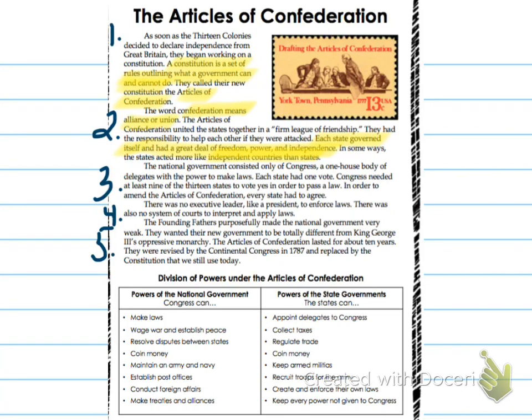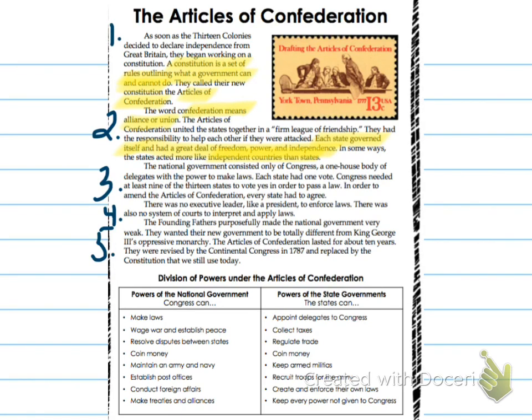Paragraph 3. It says the national government consisted only of Congress, a one-house body of delegates with the power to make laws. Each state had one vote. Congress needed at least 9 of the 13 states to vote yes in order to pass a law. In order to amend the Articles of Confederation, every state had to agree.